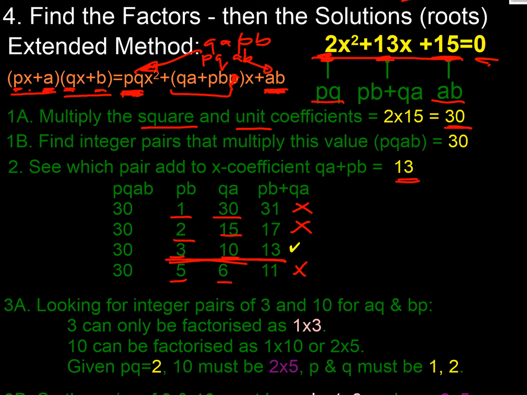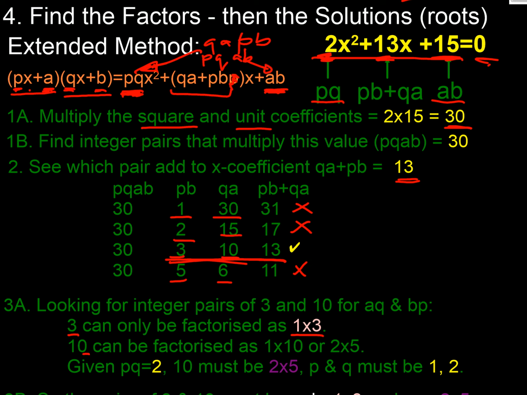Now we've got to break those up and look at what the factors of each of the 3 and 10 are. So let's start with the 3. Well, that's pretty straightforward, because the factors of 3 are only 1 and 3, aren't they? So if we multiplied 1 by 3, we'd have our solutions here. We know what we're doing.